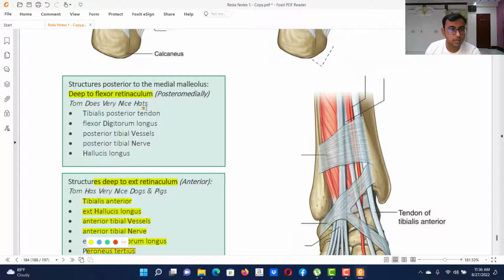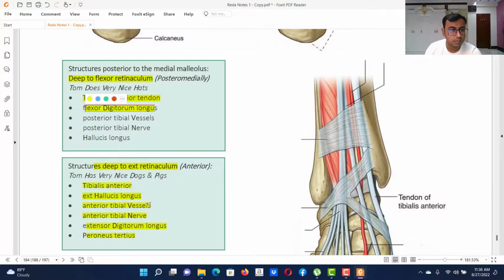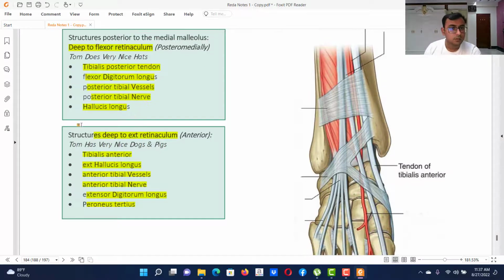And Tom Does Very Nice Heads for the posteromedial side: tibialis posterior tendon, flexor digitorum longus, then posterior tibial vessels and nerve, then flexor hallucis longus. Here the longus comes to the medial portion. You must know these things because sometimes there is a relationship-related question, so you have to understand the mnemonics. Tom Does Very Nice Hats.